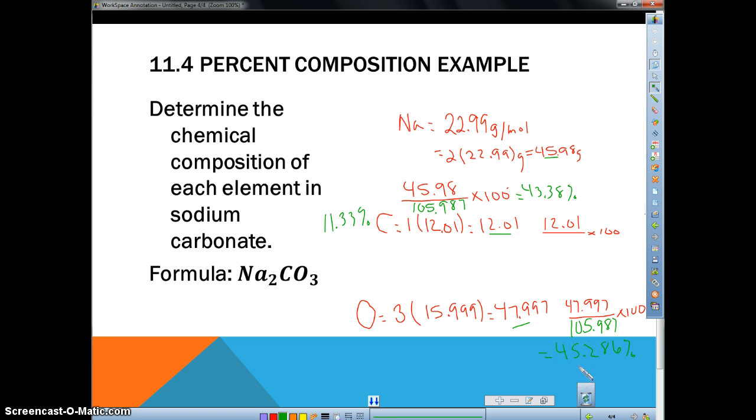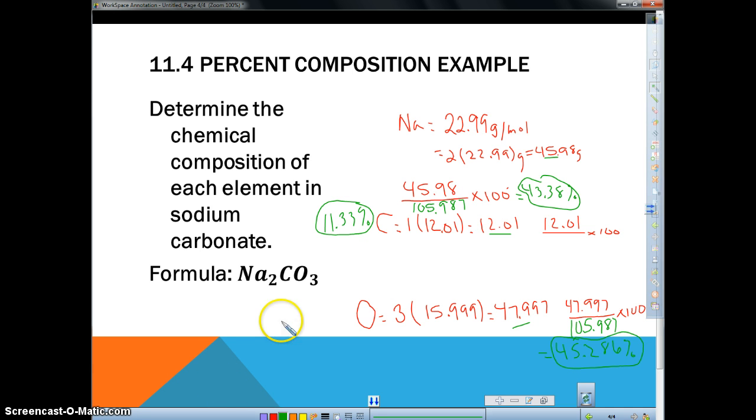Now, there's going to be a little bit of a rounding error, but for the most part, these percentages should add up to 100 ideally. And again we've rounded a little bit, so it should be like 99.9999, or really, really close based on our rounding. But these are our percent compositions. So find the total mass contributed by that element, divide it by the total mass of the compound, and then multiply by 100 for the percent.